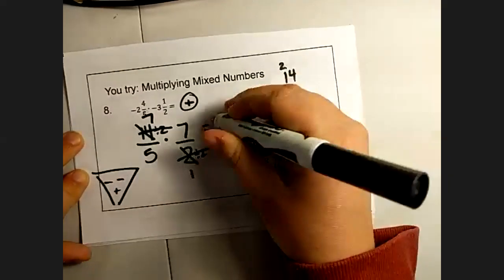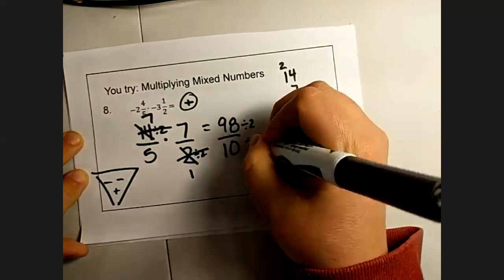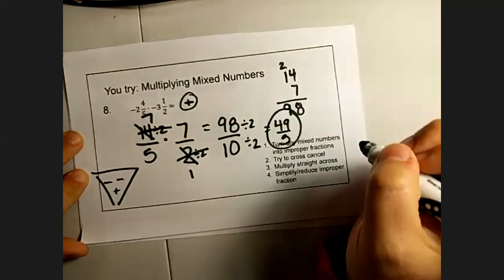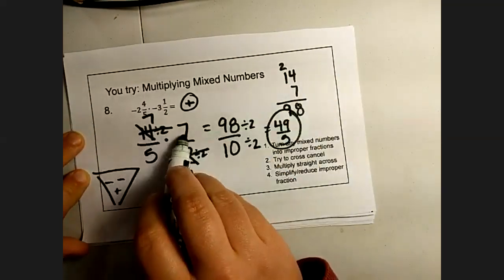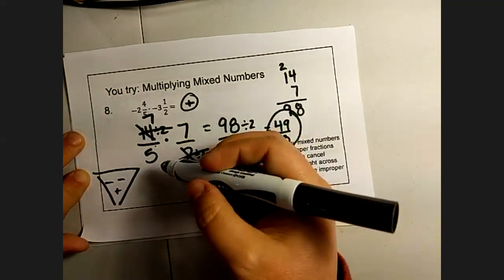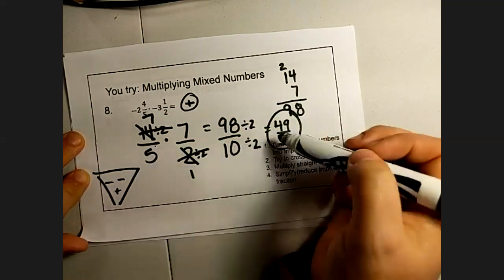Because what I noticed here was that these are both even numbers. So I can divide these by 2 here. Okay, and I would have had 49 over 5. That's what I would have had if I canceled back here. So you can cancel at the end or you can cancel at the beginning. It doesn't matter. I think it's easier if you cancel at the beginning, but even though I missed it on that one, you can still fix it at the end.